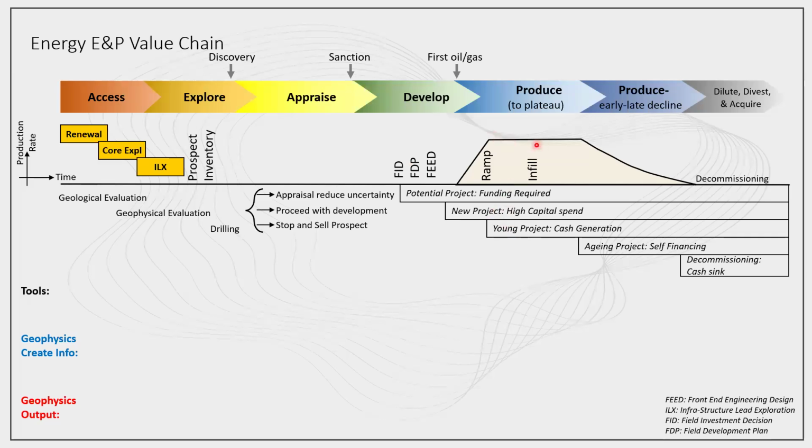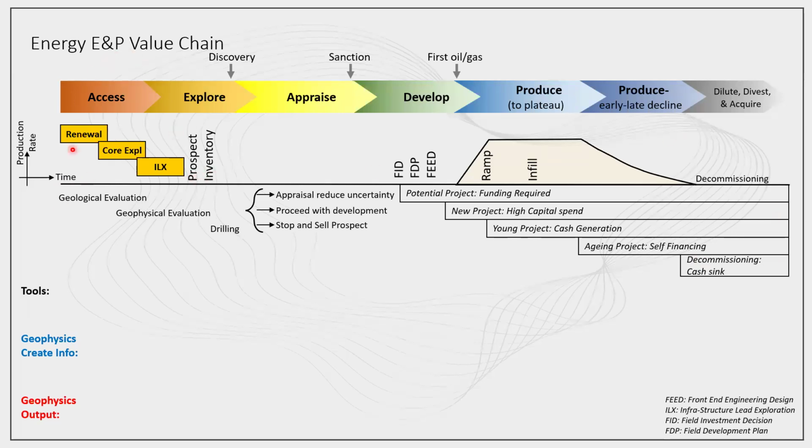Once we are in the plateau, this is when we'll start to generate cash. And then, close to the decline, the project is self-financing. When we come to the decommissioning, this is the cash sink, and this is when we'll start to dilute, divest, or we'll start to deplete the prospects.